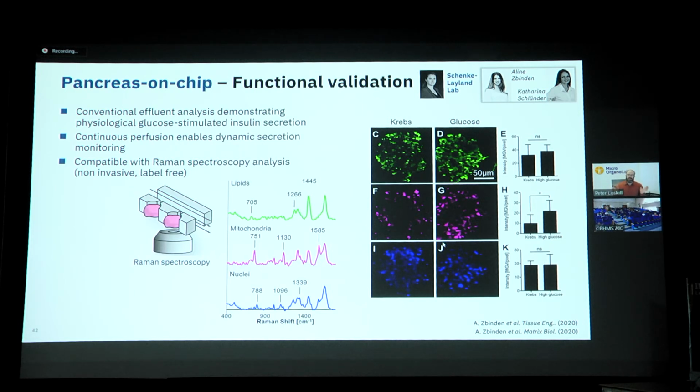However, when we went to principal component analysis, we could also see significant difference in the lipids. So not the amount of lipid changed, but the type of lipids actually changed. So we could see the production of insulin vesicles just using Raman spectroscopy.